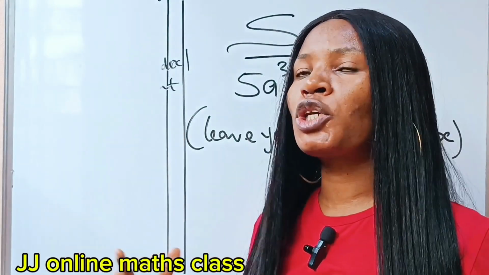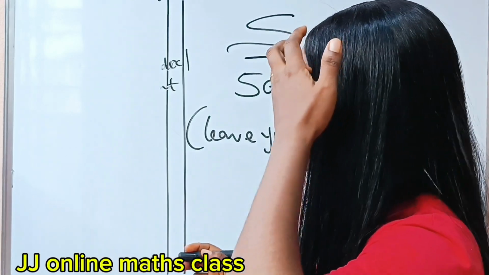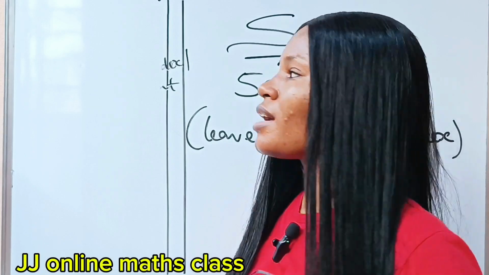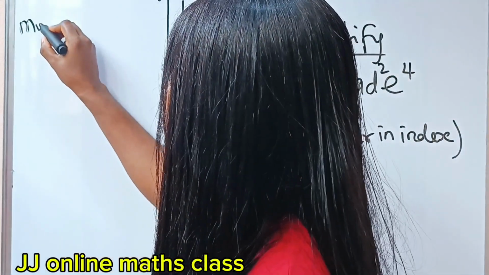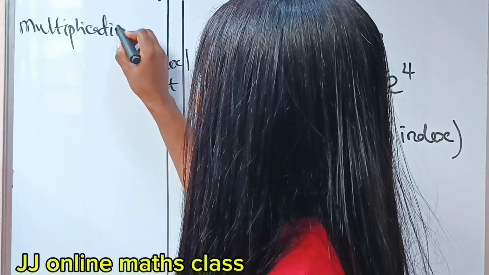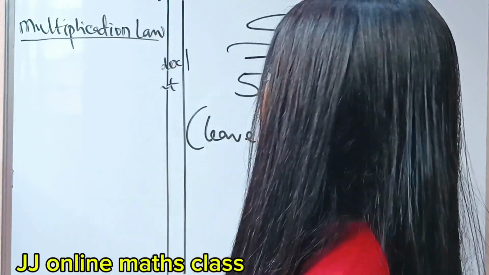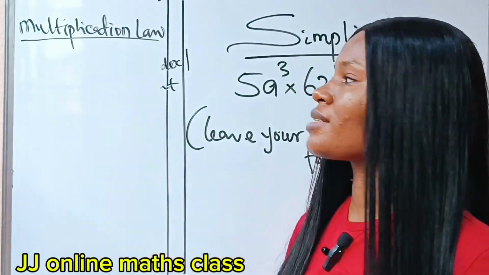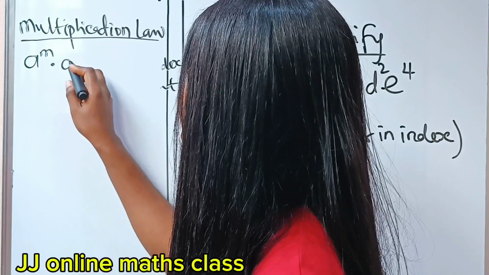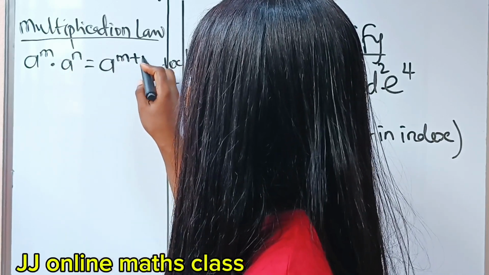If you want to solve any question under indices or exponents, there are so many rules and regulations that govern it. We are going to start from the first law, and the first law of indices is called the multiplication law. Now what does this multiplication law state? This multiplication law states that a to the power of m multiplied by a to the power of n is equal to a to the power of m plus n.